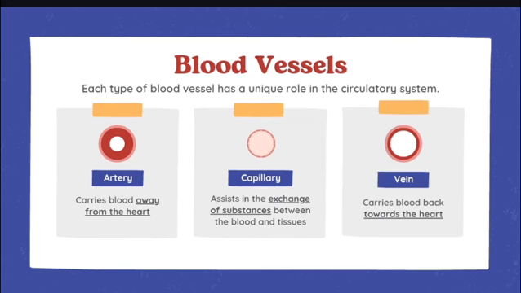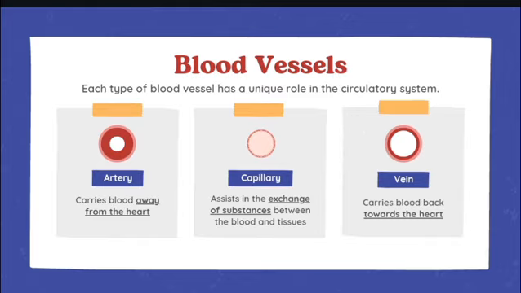Each type of blood vessel has a unique role in the circulatory system. Arteries, as we know, carry blood away from the heart. Capillaries assist in the exchange of substances between the blood and tissue. Veins carry blood back towards the heart.